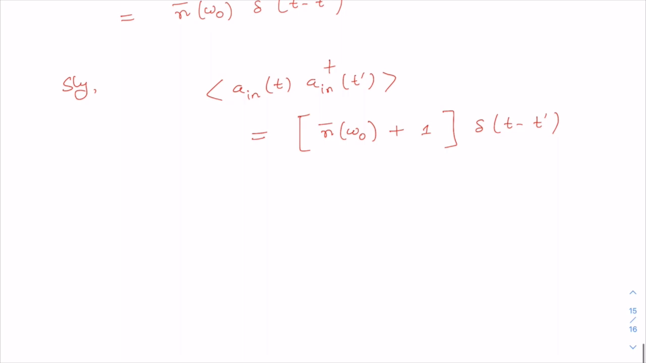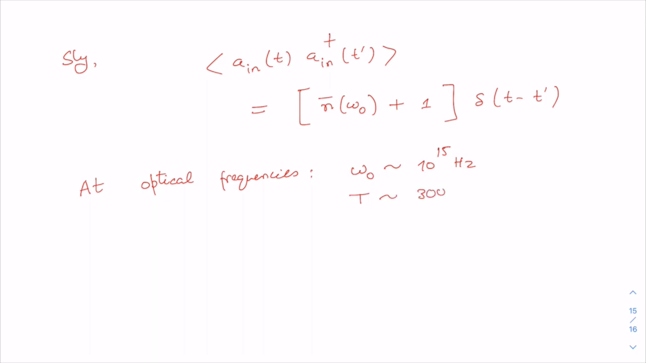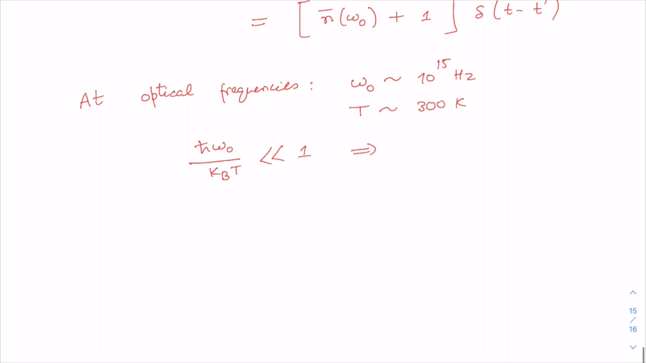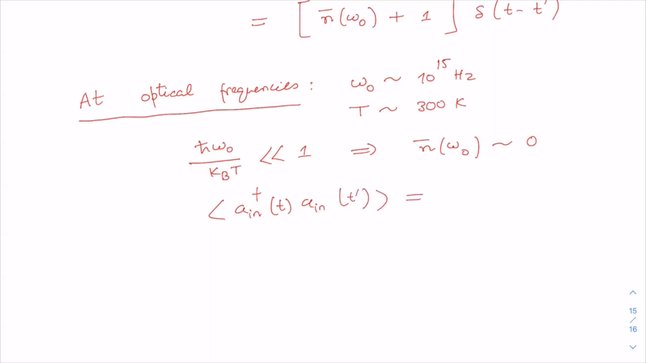Now one thing has to be kept in mind: this is a thermal oscillator, so generally these are in the microwave frequency range. But at optical frequencies, where omega 0 is on the order of 10 to the power 15 hertz, and if we consider room temperature, around 300 Kelvin, in that case h cross omega 0 by kB T is much less than 1. That means kB T is much higher than h cross omega 0, and this implies that the average number of optical photons would be nearly 0, and in that case at optical frequencies we'll have a in dagger t a in t dash. This autocorrelation will give us 0.